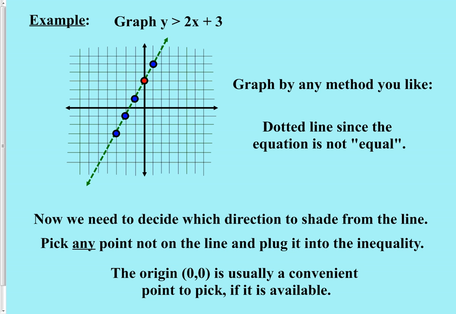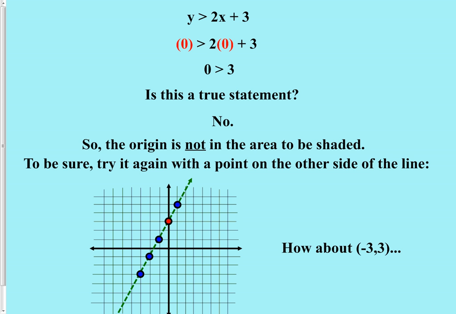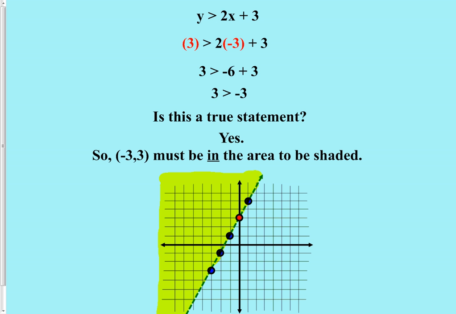In this particular case of this particular graph, when I plug in 0 and 0, I have a statement that says 0 is greater than 3, and then I ask myself, is that true? Because if that's true, that means I'm going to shade towards the point that I picked. If it's not true, that means I'm going to shade away from the point that I picked. And in this case, 0 was not greater than 3, so the origin did not want to be in the area that was to be shaded, so we would shade the opposite direction from it. And that's pretty much the way that it worked.